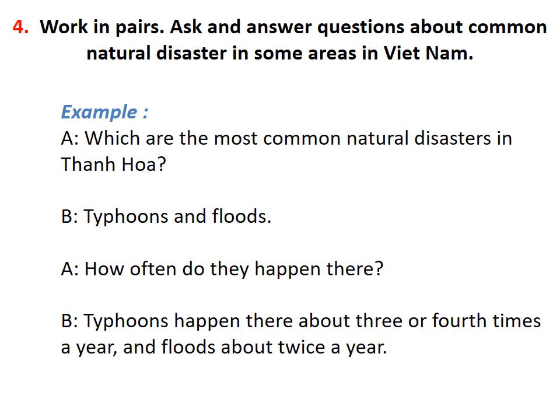Where do you live? And there are many natural disasters in the place you live. Now, can you make a conversation? For example, which are the most common natural disasters in Thanh Hoa? Typhoons and floods. How often do they happen there? Typhoons happen there about 3 or 4 times a year, and floods about twice a year. I think this task is easy for you, but you have to do it yourself. Okay, thank you. Let's practice well.